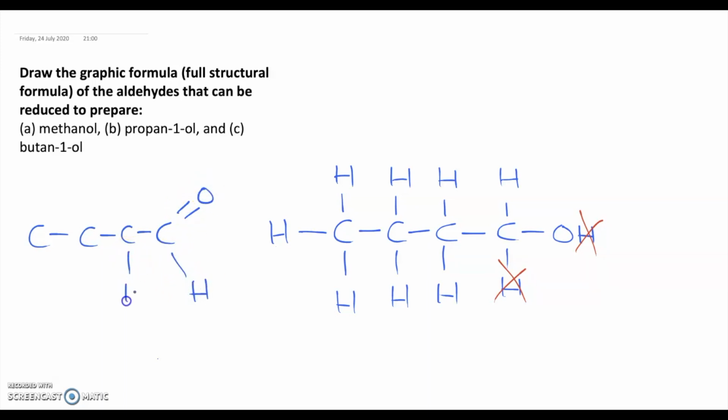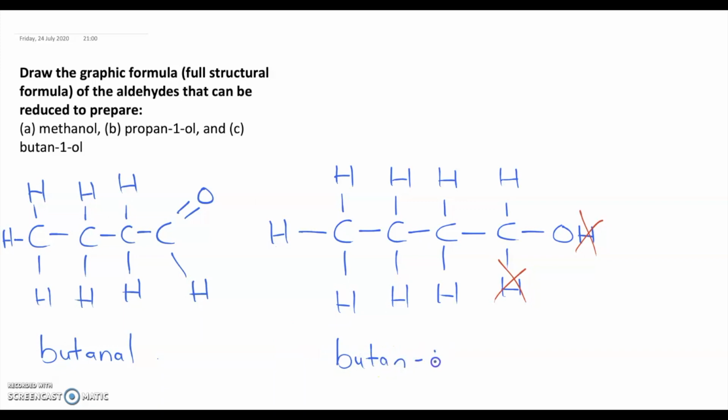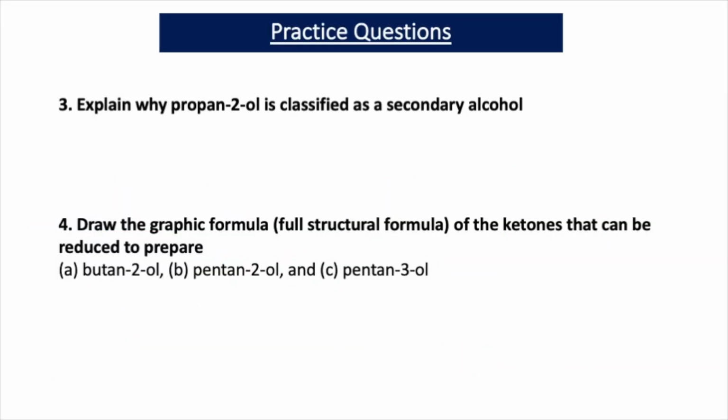Now it's worth reinforcing that a primary alcohol has one alkyl group attached to the carbon next to the OH, and in an aldehyde we also have one alkyl group present, and that's why reduction of an aldehyde gives a primary alcohol. So therefore the aldehyde that is reduced to form butan-1-ol is butanal. So here are 2 more practice questions we'd like to have a go at. So once again, read through the questions, pause the video, have a go at them, and then we'll go through the answers.